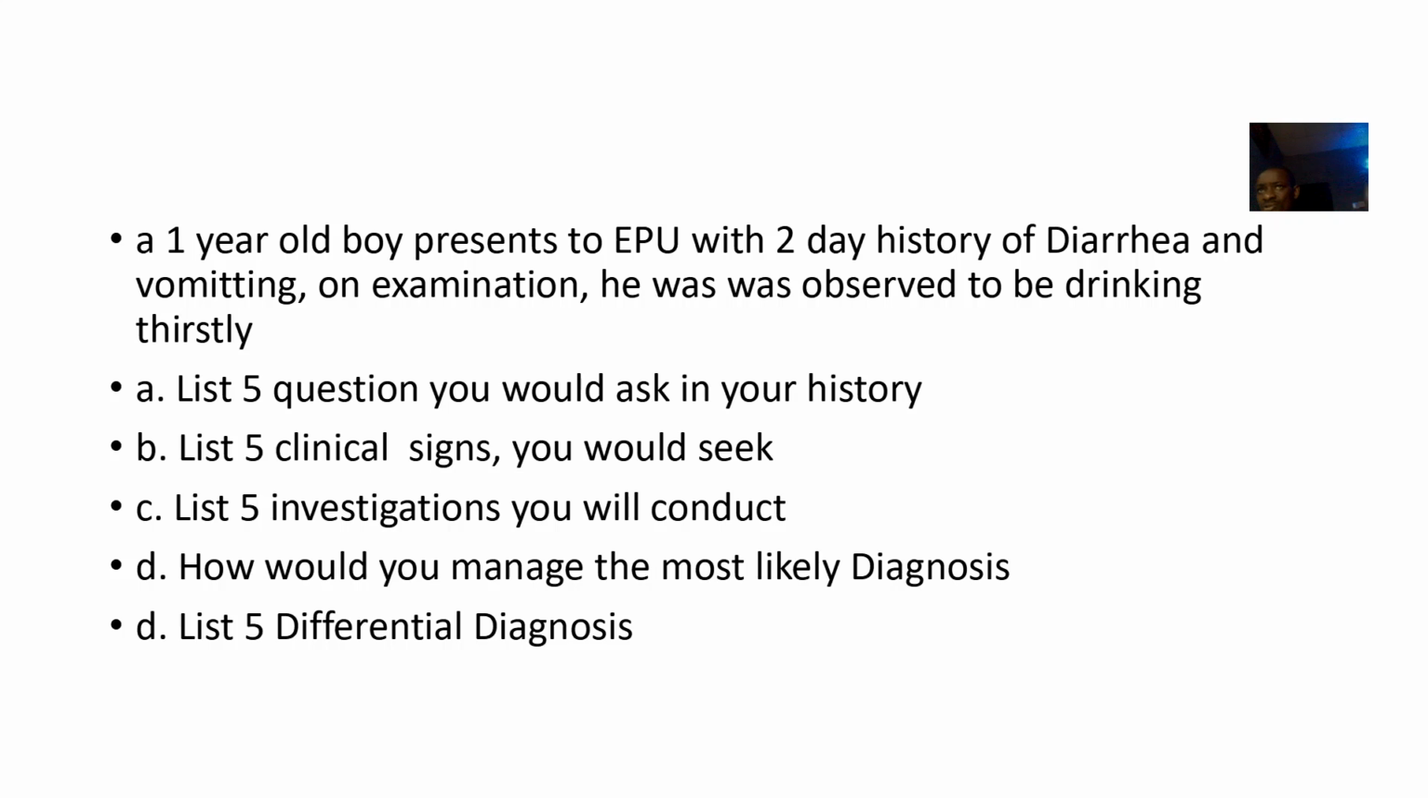What are the 5 important questions you ask in the history taking of this child? You should list the clinical signs you want to seek out when you are doing a physical examination. What are the 5 investigations you order from the chemical pathology lab? Not only chemical pathology lab, hematology lab too. How would you manage the most likely diagnosis? And list the 5 differentials. Okay, of course, differential diagnosis.